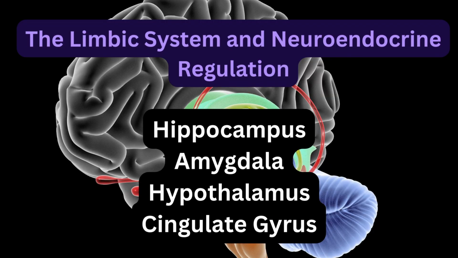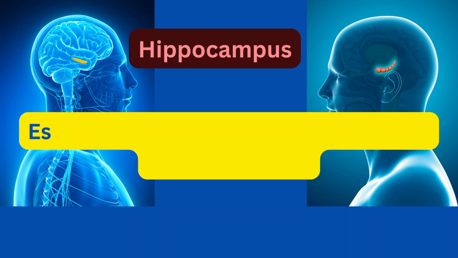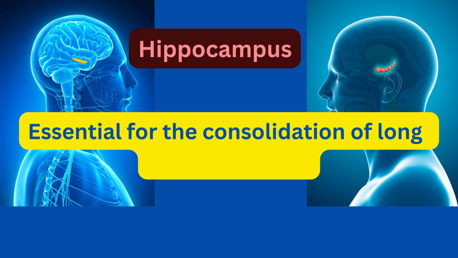The limbic system is a network of interconnected structures that regulate emotion, memory, and homeostatic function. The hippocampus, highlighted here, is essential for the consolidation of long-term memory.